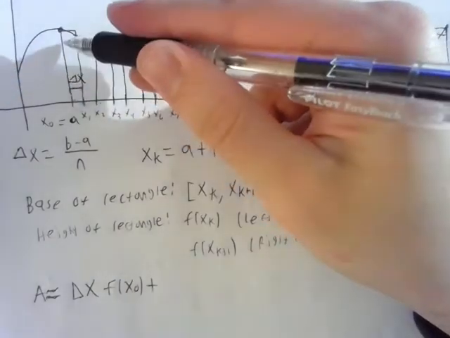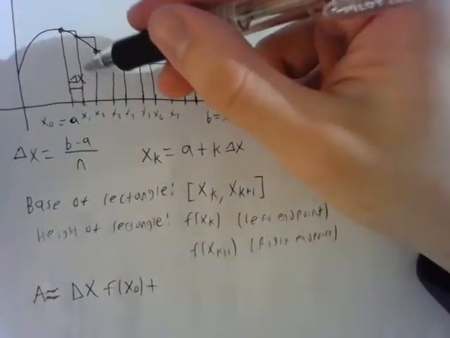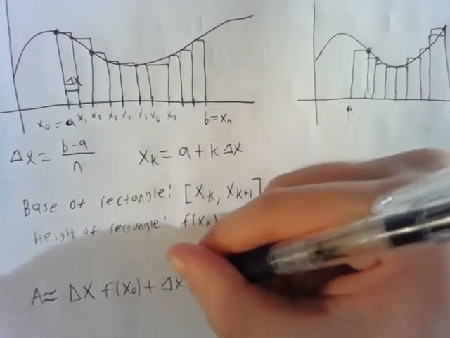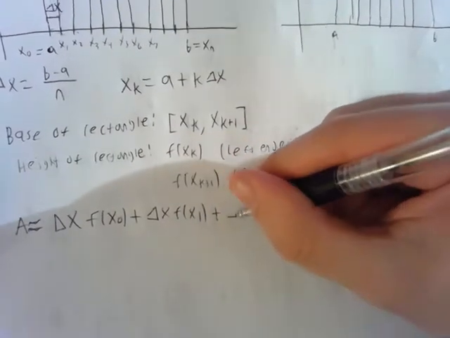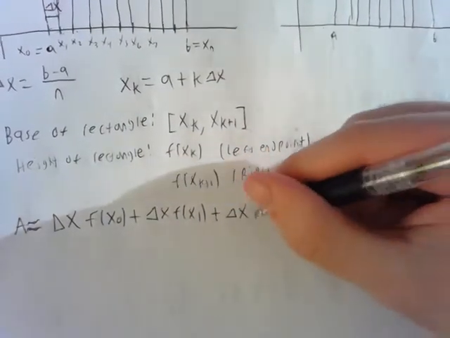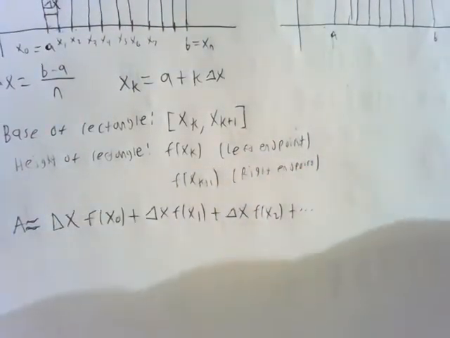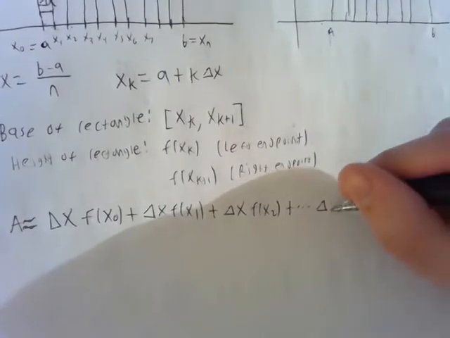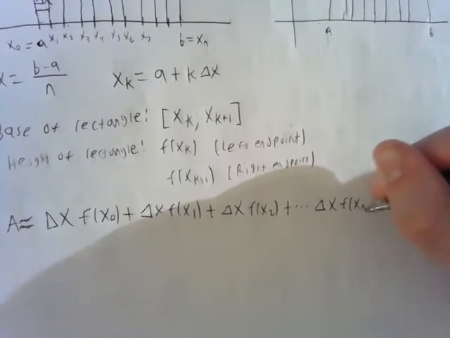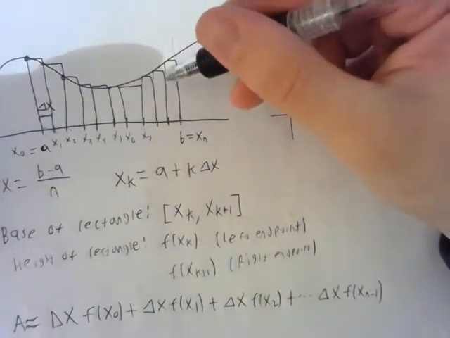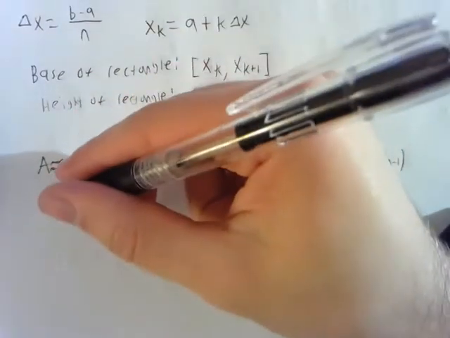I also want to add up the area of the second rectangle, so that gives me delta x, f of x1, plus delta x, f of x2, that's the area of the third rectangle. I continue adding up the areas all the way up to f of xn minus 1. That would be the area of this last rectangle here. And so notice I can factor out a delta x.